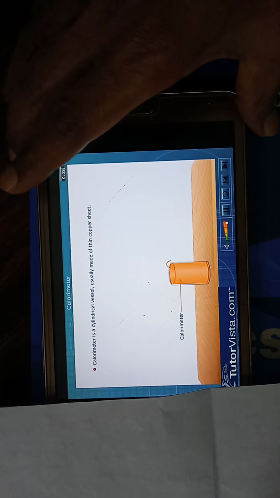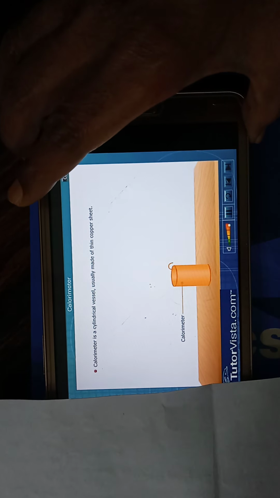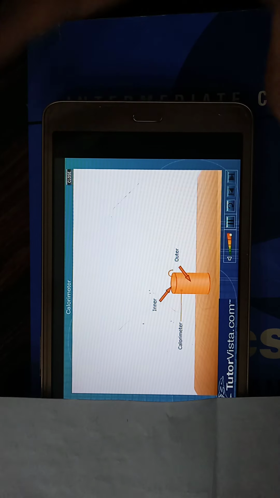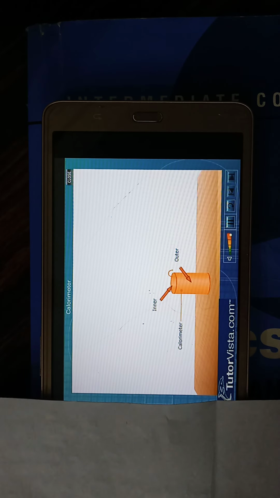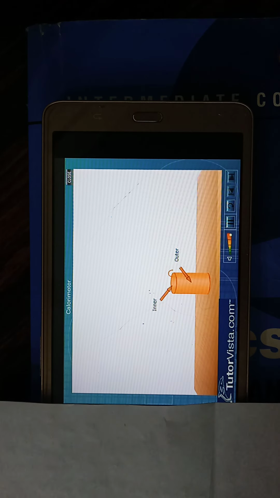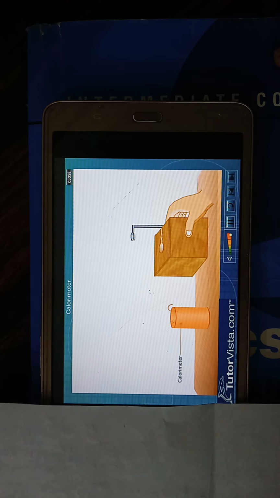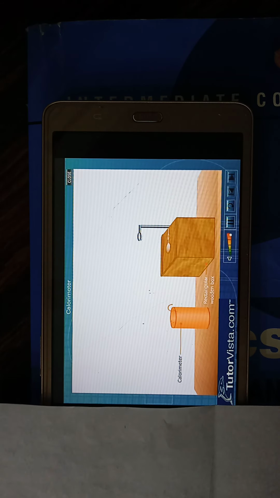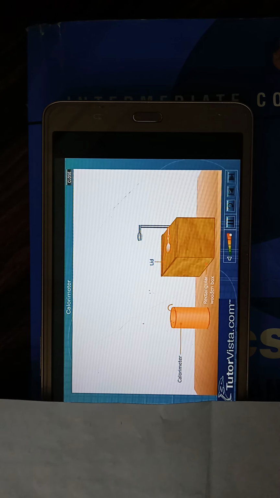Calorimeter is a cylindrical vessel usually made of thin copper sheet. It is used to measure the heat energy of its contents. The inner and outer sides of a calorimeter are polished to avoid heat loss due to radiation. It is kept inside a rectangular wooden box. The lid of the wooden box slides in. It has space to allow the introduction of the stirrer and the thermometer.